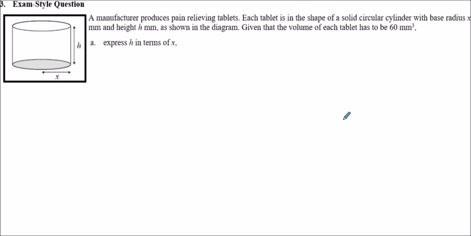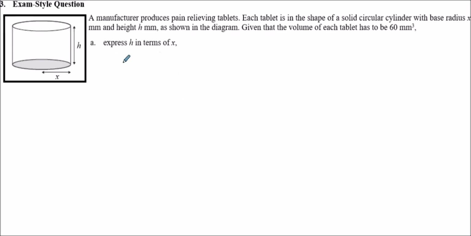Lastly, this is question 3, and this was actually a past exam paper question. So the manufacturer here is producing pain-relieving tablets. God bless their soul. Each tablet is in the shape of a solid circular cylinder with base radius x millimeters and height h millimeters as shown. Given that the volume of each tablet has to be 60 cubic millimeters, first off, try and express h in terms of x. So let's just take it back to GCSE, the volume of a cylinder.